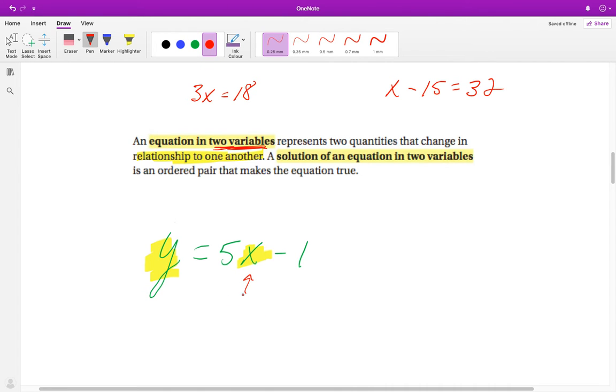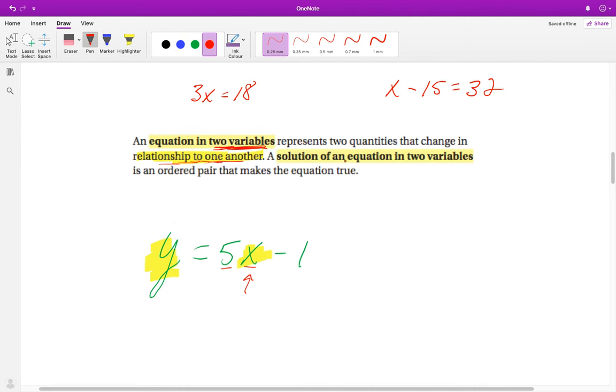When I substitute in 2, my y is going to change, because now it's no longer 1 times 5, but it will be 2 times 5. So they change in relationship to one another. They're not just randomly changing. They're changing the same pattern every single time.